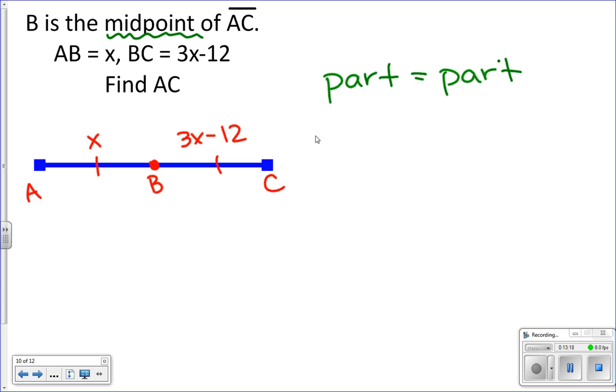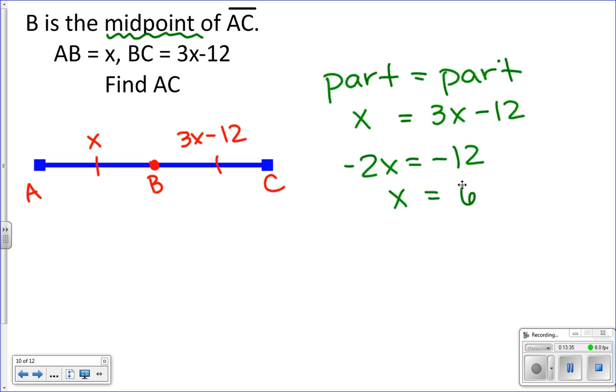Okay, so now we know that X is one of my parts. We know my other part is 3X minus 12. Then we can go ahead and solve this. What we can do, we can subtract that 3X over and get negative 2X equals negative 12. Which gives me that X equals 6. Okay, read the directions always. This tells me to find AC. AB is the easy one to plug into. We know that has to be 6. The nice thing here, if AB is 6, we automatically know that BC has to be 6 as well. To find AC then, you can just add those together. So AC has to be 12.